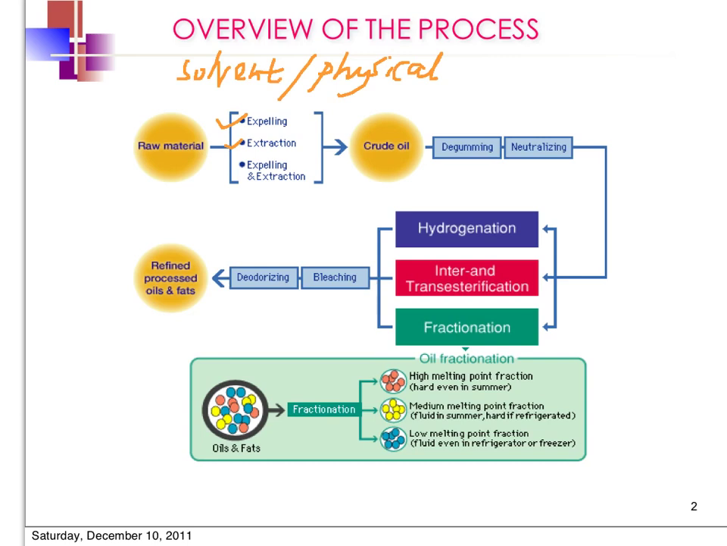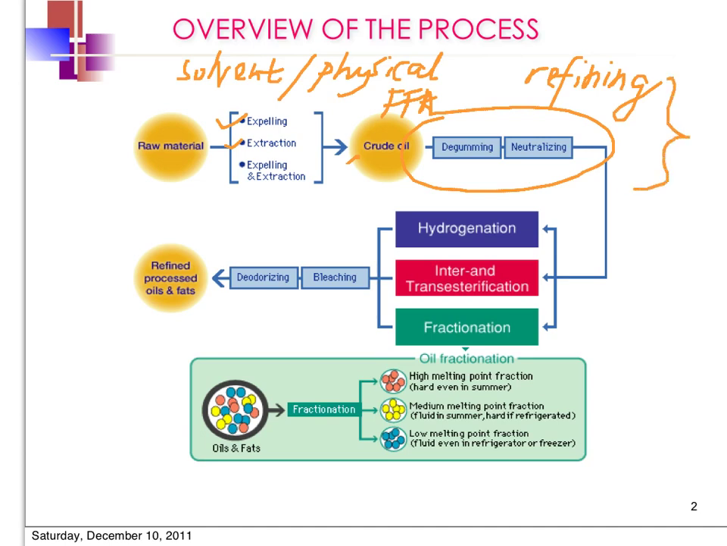At the end of the extraction process, what we get is the crude oil. The crude oil usually contains a lot of undesirable components such as free fatty acid, FFA, phospholipids, pigments, and a lot of moisture. So the next process is to purify the oil, which is the stage of refining: to remove as much as possible the undesirable components from the crude oil. So the first stage of oil processing is to extract the oil to get the crude oil. Then after that, refining.